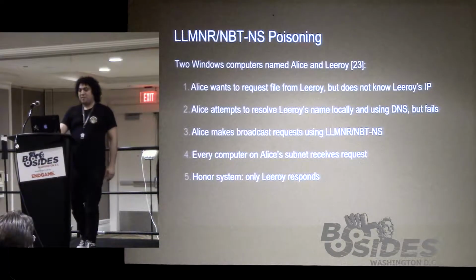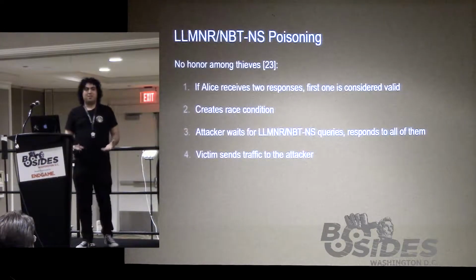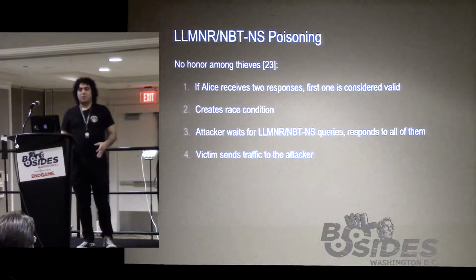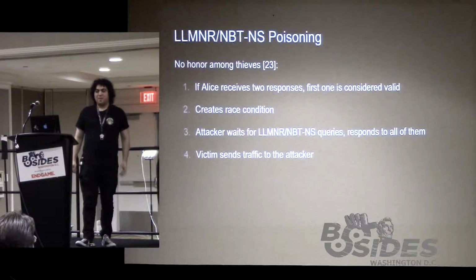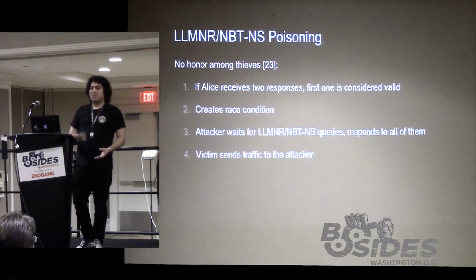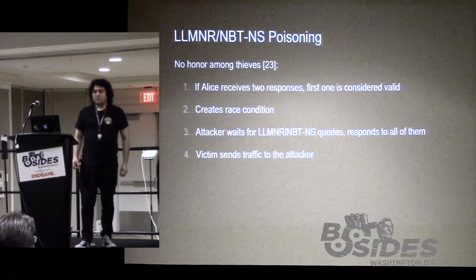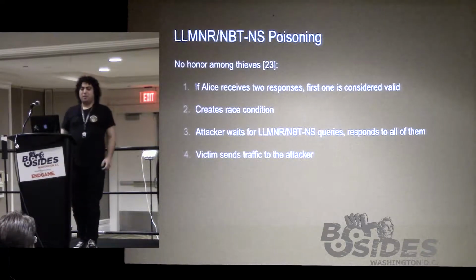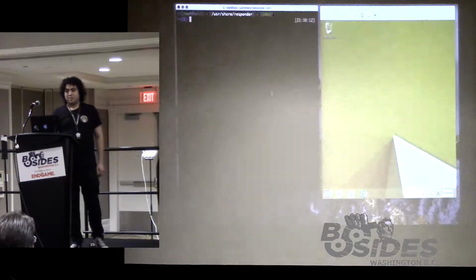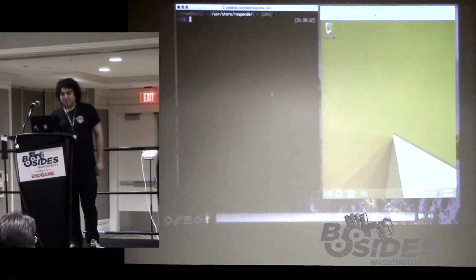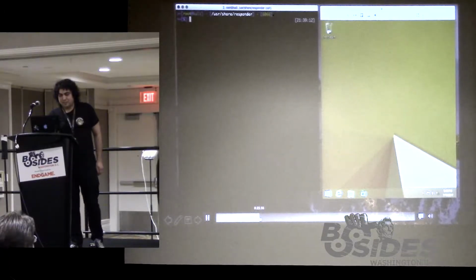Unfortunately, there's no honor among thieves. If we're an attacker and we're on the subnet, we can simply listen for these broadcast requests and respond to all of them. And if Alice receives 2 responses, it's only the first one that's going to be considered valid. So this creates a race condition that can be exploited to trick Alice, the victim, into sending traffic to the attacker. So a quick demo of how this works, just using a pretty widely available tool called Responder by Lawrence Joffe.